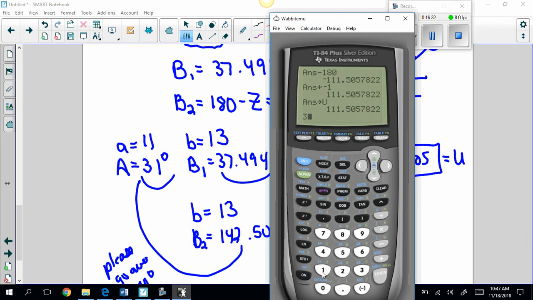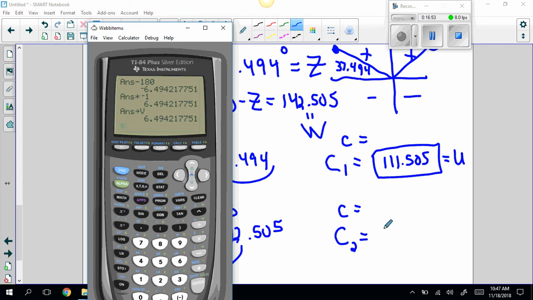So 31 plus alpha W minus 180 times the negative 1 is a C. Let's store that in the V. Store alpha V. And we get 6.494. Let's call that V.